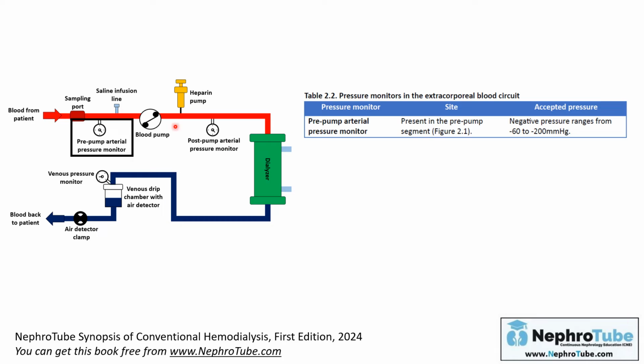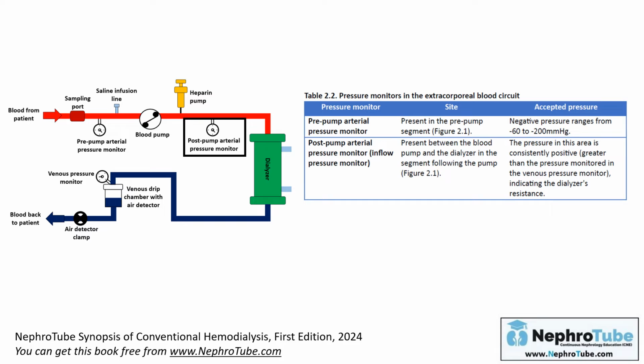It is present between the vascular access of the patient and the blood pump, so it is present in the pre-pump segment of the arterial line. The pressure in this area is always negative, and ranges from -60 to -200 mmHg. The negative pressure in this area is caused by the milking action of the blood pump. As we mentioned, the blood pump is milking the blood, causing a negative pressure behind it.